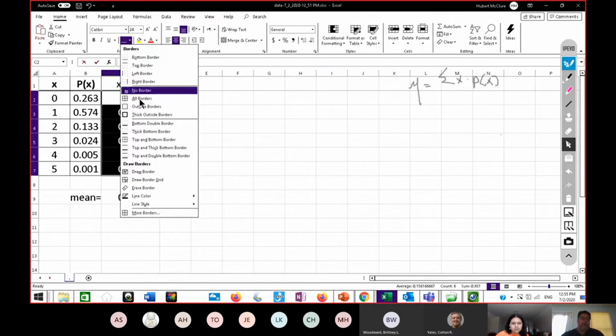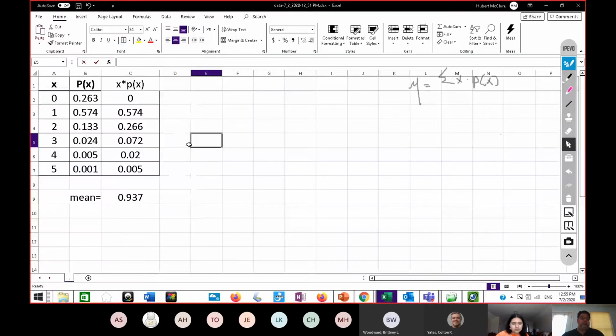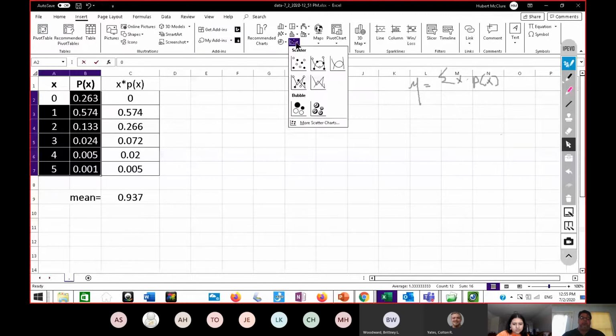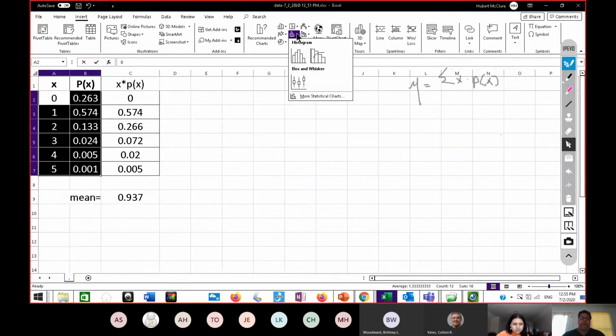You want to graph it? Let's highlight this. Go to insert. And did they do a box chart? They just did lines, didn't they? So I'm not going to pick the scatter plot. Let's see, I guess I'll do a bar chart. Not box and whisker, I don't want that.